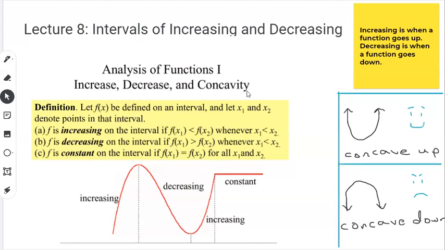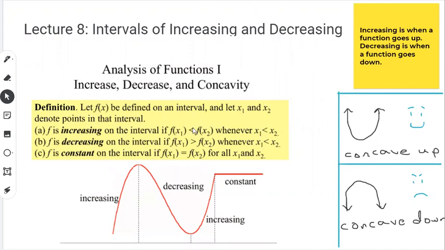The first thing we're going to do is let f of x be defined on an interval. We're going to let x sub 1 and x sub 2 denote points on that interval. So all x1 and x2 are is their x values, while f of x1 and f of x2 are going to be y values, right? So you're going to have these x values, which are points on that interval, and we say that f is increasing if f of x1 is less than f of x2, whenever x1 is less than x2.